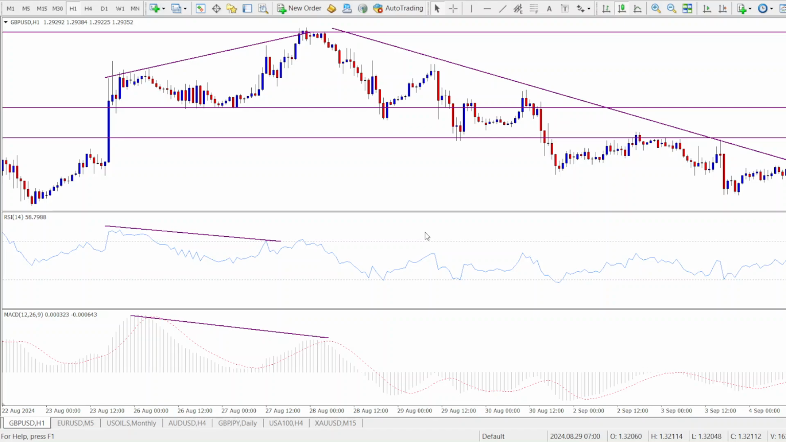However, we also have hidden divergence. Hidden divergence can be a bit more subtle, but it is equally powerful. All right, hidden divergence happens within a trend, and it's usually a signal of trend continuation. So while regular divergence signals reversal, hidden divergence signals continuation.